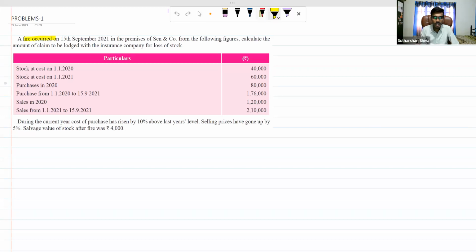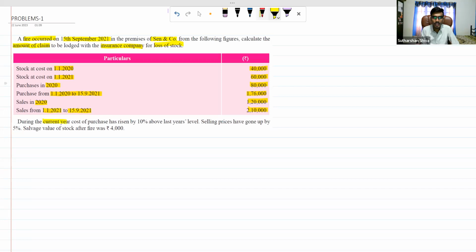The fire occurred on 15th September 2021 in the premises of Sen & Co. From the following figures, calculate the amount of claim to be lodged with the insurance company. Lodged means deposited, for loss of stock. They have given stock as on 1/1/2020 40,000, stock as on 1/1/2021 60,000, purchases in 2020 80,000, purchases from 1/1/21 to 15/9/21 1,76,000, sales in 2020 1,20,000, sales from 1/1/21 to 15/9/21 2,10,000.